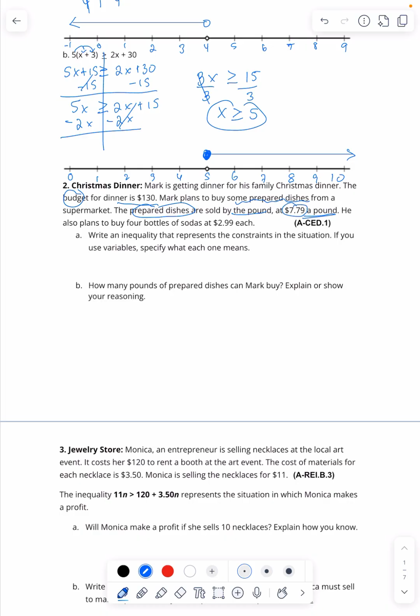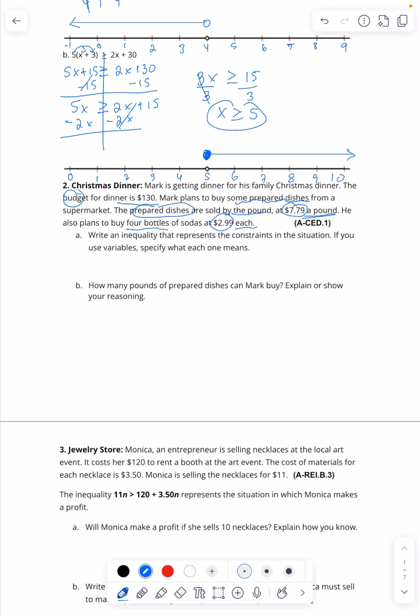He also buys 4 bottles of sodas at $2.99 each. So we have to write an inequality that represents the constraints in this situation by using specific variables, and we're going to specify what each one of them means. So let's start by doing that first. They told us that we have a budget of $130. So that's super important in this case.